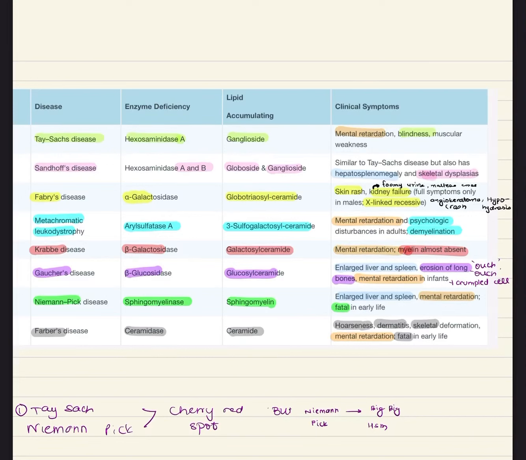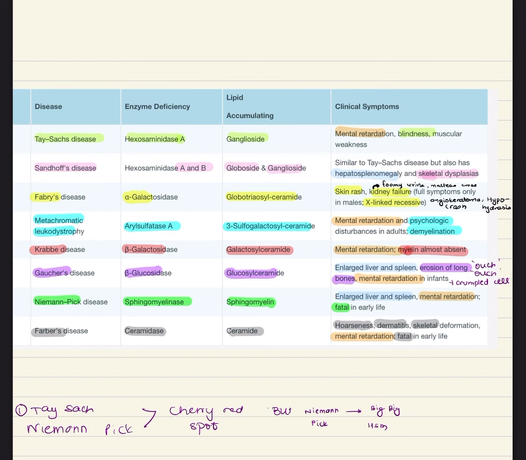Okay, so let's talk about lysosomal storage disorders, and there are many of them. Basically, it's about how you identify which one is which. The first we remember together are Tay-Sachs and Sandhoff. In Tay-Sachs and Sandhoff the enzyme deficiency is the same, except Sandhoff is hexosaminidase A and B. Tay-Sachs is just A. In Tay-Sachs, ganglioside is accumulating. In Sandhoff, because it is A and B, ganglioside and globoside is accumulating.